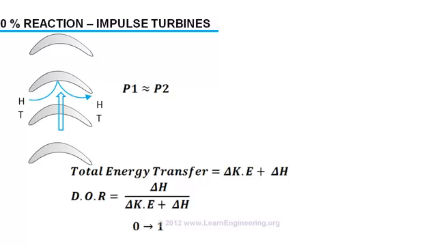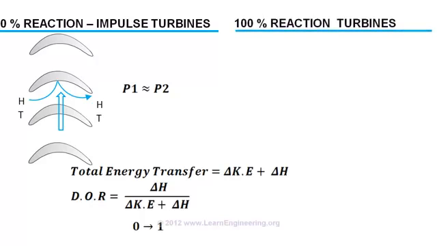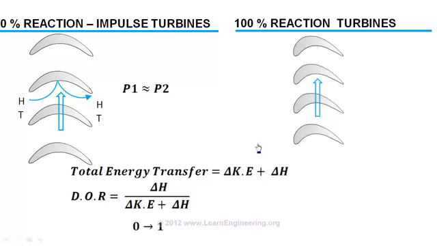Now, the other extreme case. The 100% reaction turbines. Here, as you guessed, there won't be any kinetic energy change across the rotor, and energy transfer will be purely due to change in enthalpy. And this could be a typical blade profile for such a case. Here fluid passes through the blade without actually hitting it. We know, across the blade there is no kinetic energy change, so the absolute value of velocity remains the same across the blade. But pressure, temperature and enthalpy vary across the blade.